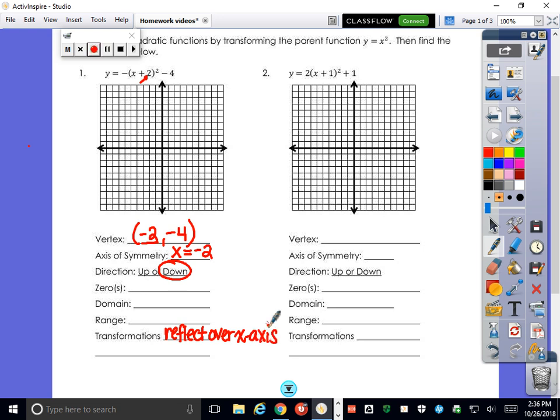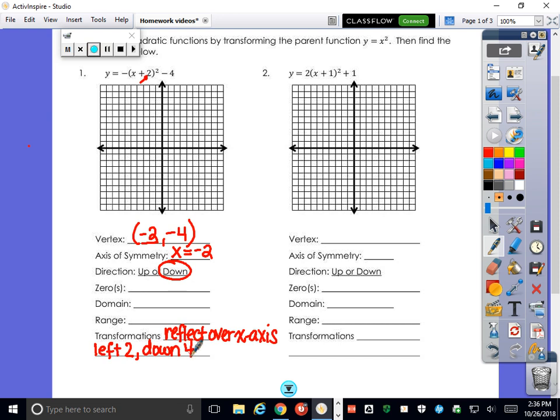The +2 tells us that it went left 2 spaces. This is the opposite of what it looks like. So instead of +2 that you see, which would mean right, it's actually -2 and it's left. And then the -4 means that it went down 4 units.